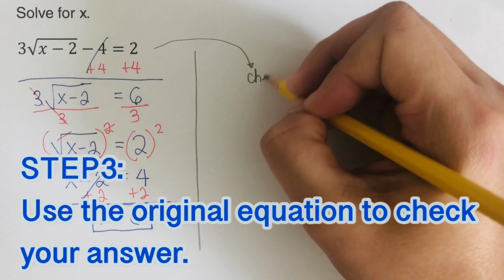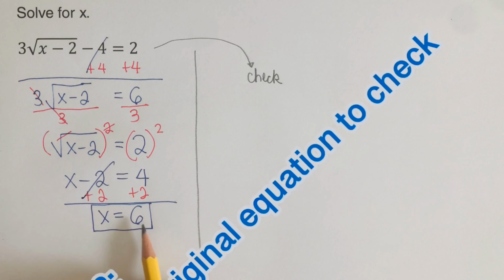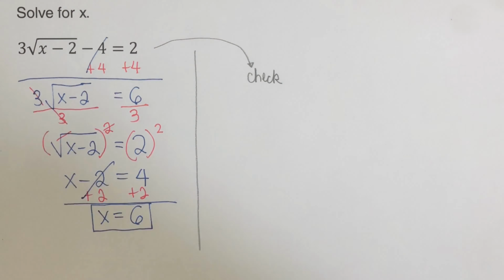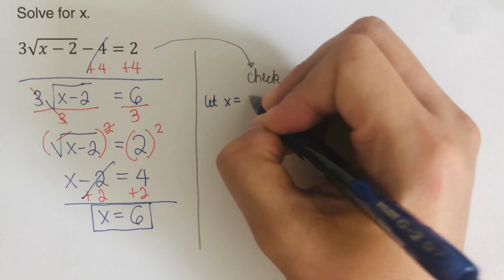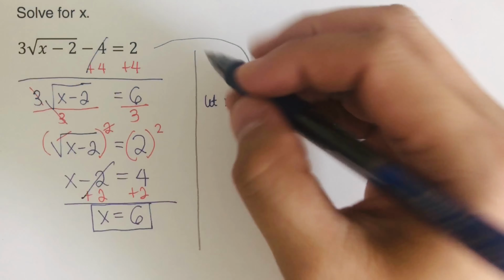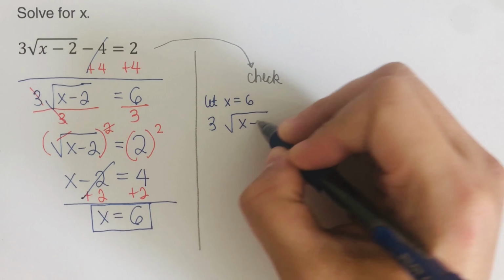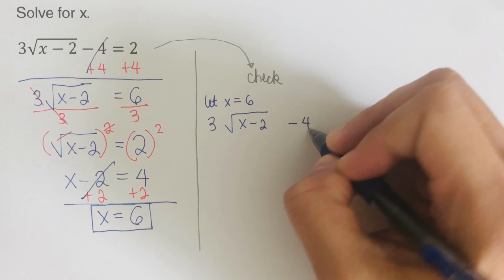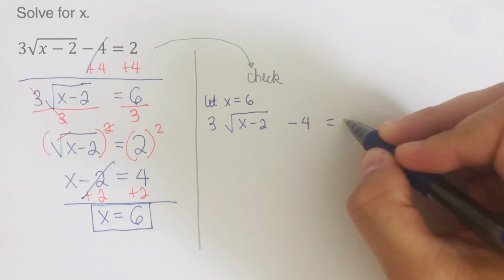The third step is to use the original equation to check if this x equals 6 works in this equation right here. So we let x equal 6. Then we rewrite this one down here first. That's 3 square root of x minus 2 minus 4. Please be careful. The minus 4 should be outside the square root, and that is equal to 2.